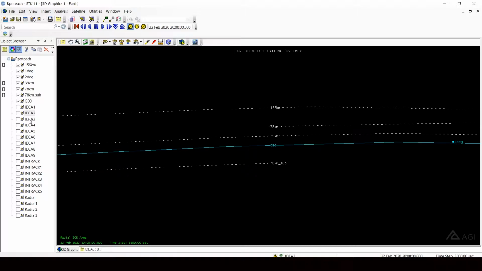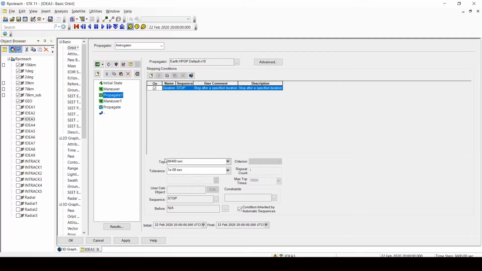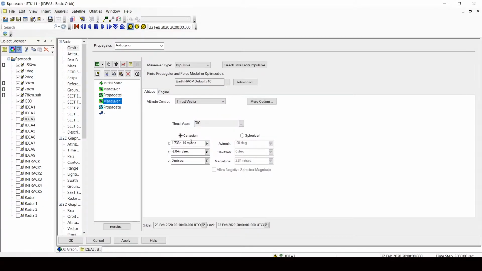I realized I didn't cover the other case, which is a positive intrack burn of 2.84 meters per second, and then a negative intrack burn of 2.84 meters per second 24 hours later. So let's just look at that really quick. I've got a positive intrack burn of 2.84. I wait 1 day, or 24 hours, and then I do a negative 2.84 meters per second burn.